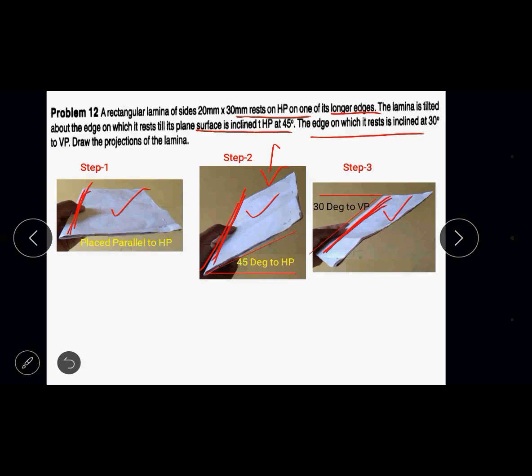In the second figure, you can see that the longer edge of the lamina is placed perpendicular to VP, at 90 degrees. Here in the third step, instead of 90 degrees, the longer edge angle is reduced to 30 degrees. That 30 degrees I have just highlighted over here.